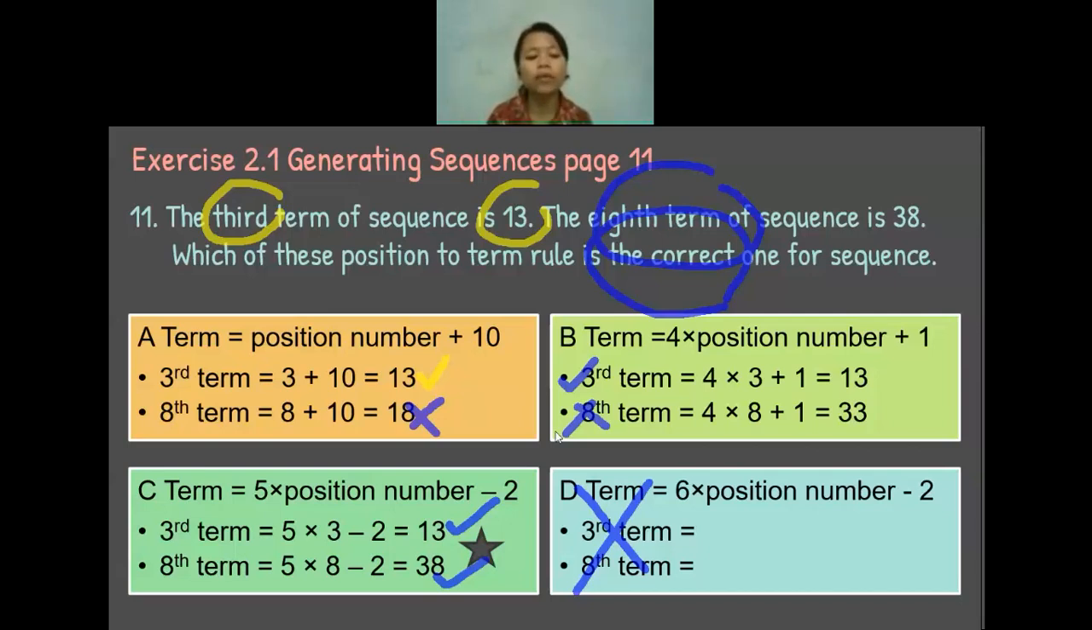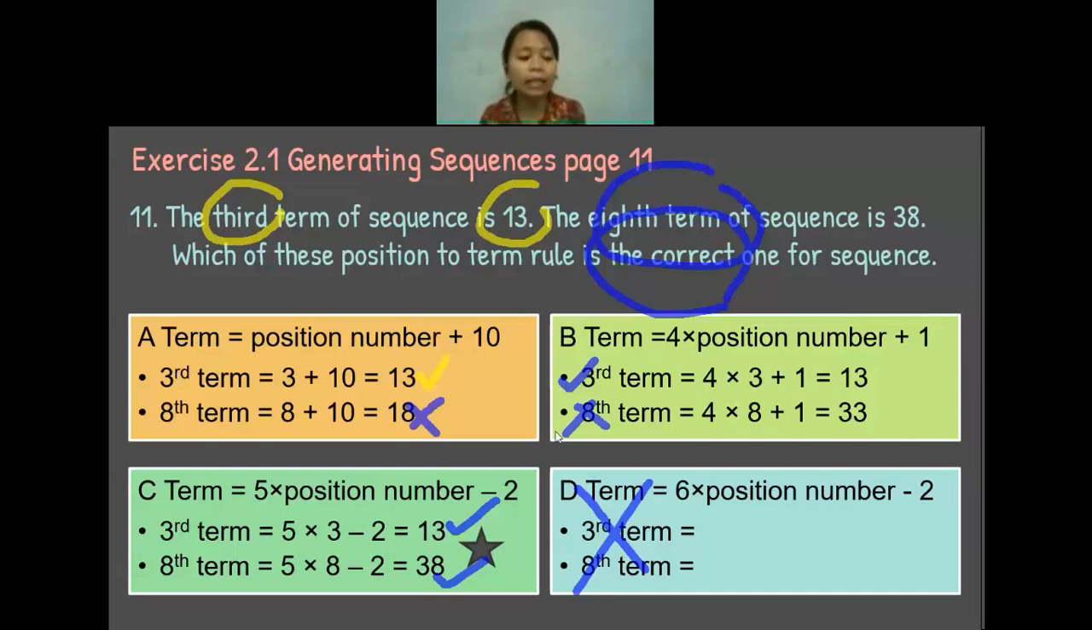For sequence A, if you want to find the whole sequence, yes, you have to find the first until the eighth term. We do not guess. We check it one by one. So like I need to find the third term. At sequence A, the third term, the answer is 13. It's matching the question. Okay, maybe the answer is sequence A.